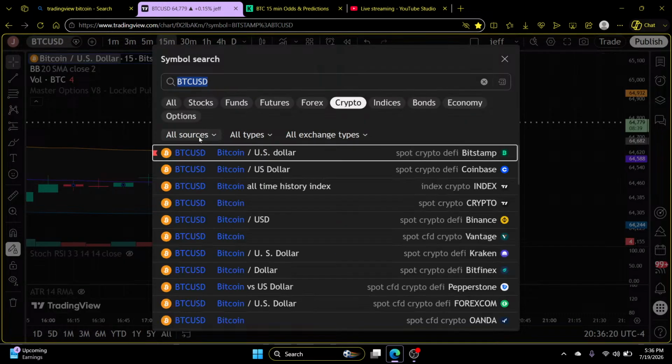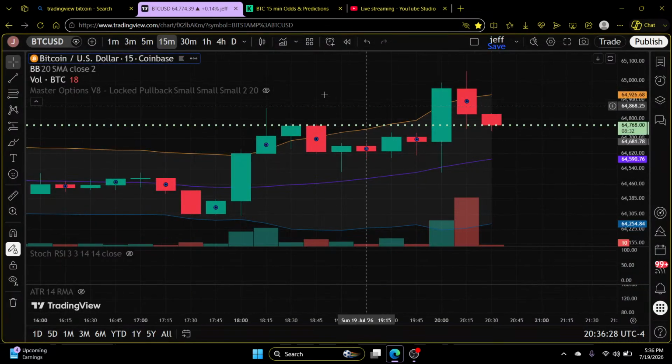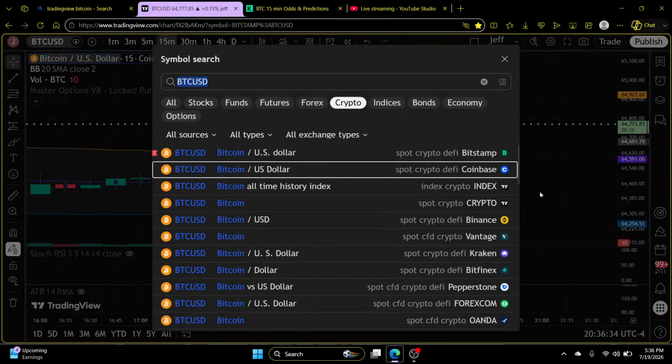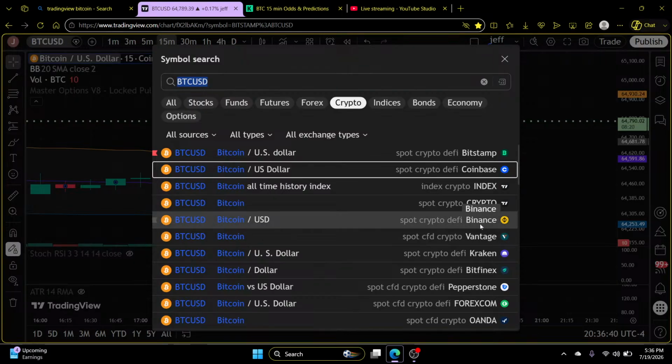And the Bitcoin, right here, the place that it comes from is important. I don't know why I'm using Bitstamp. I'm pretty sure I have to look it up. Hold on. For sure, you either want to use Binance, whatever that is, or let me look it up right now.